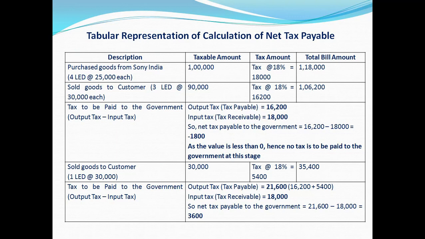Next, the company sells another 1 LED TV at the rate of 30,000, on which it charges tax at the rate of 18%, that is 5,400 rupees. Now, at this stage, output tax is 16,200 plus 5,400, which is 21,600, and input tax is 18,000. So net tax payable to the government now is 21,600 minus 18,000 equals 3,600 rupees.